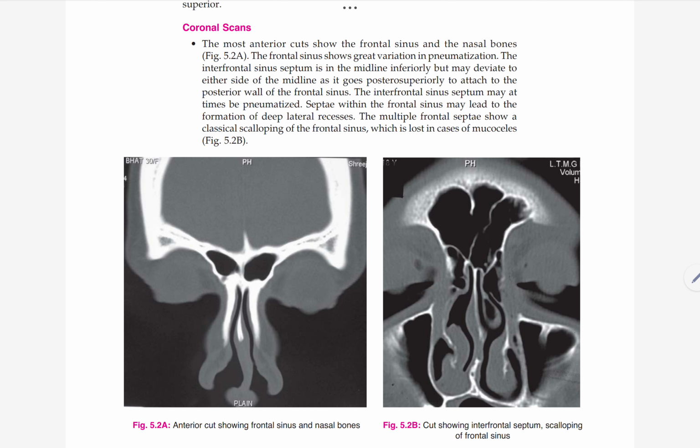The interfrontal sinus septum may at times be pneumatized. Septae within the frontal sinus may lead to the formation of deep lateral recesses. The multiple frontal septae show a classical scalloping of the frontal sinus, which is lost in cases of mucocele. Anterior cut showing frontal sinus and nasal bones. Cut showing the interfrontal septum, scalloping of frontal sinus.